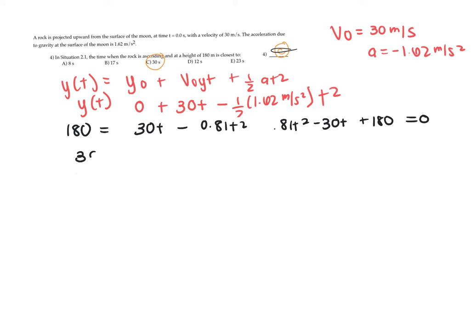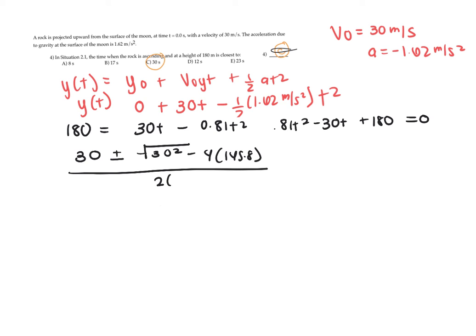So we have 30 plus or minus the square root of 30 squared minus 4 times AC, which is 145.8, divided by 2 times A, and A is 0.81. So when we simplify this, the plus equals 29, and the minus equals 7.5. So in this case, the answer is 8 seconds. So we know that it's going to take 7.5 seconds for that rock to fall.